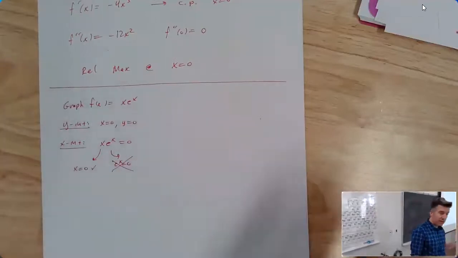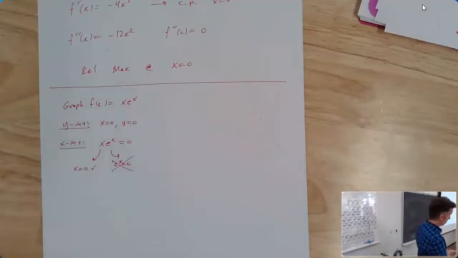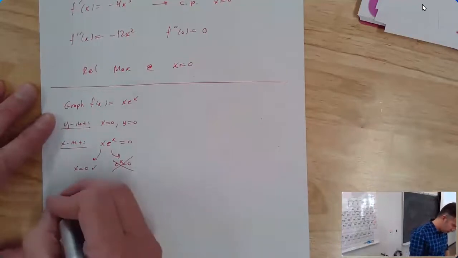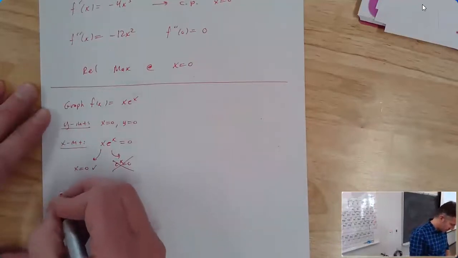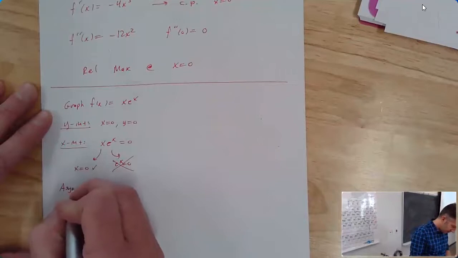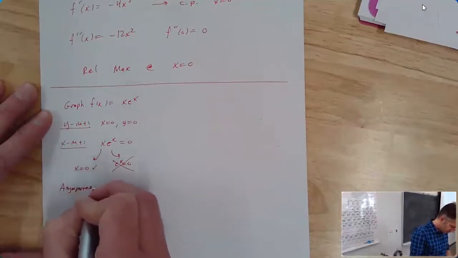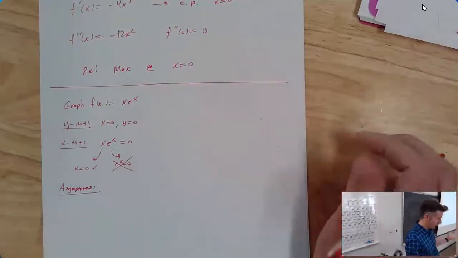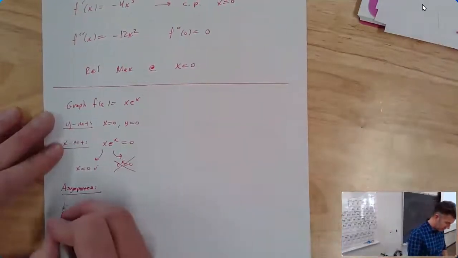So just be aware that if you're setting e to the x equal to 0, you're never going to get a solution. E to the x is always positive. E to the anything is always positive. A positive number to anything is always positive. And then we would do asymptotes. Ooh, asymptotes, interesting. There won't be a vertical asymptote. There's no division by 0. There's no logarithms. But there could be a horizontal asymptote.